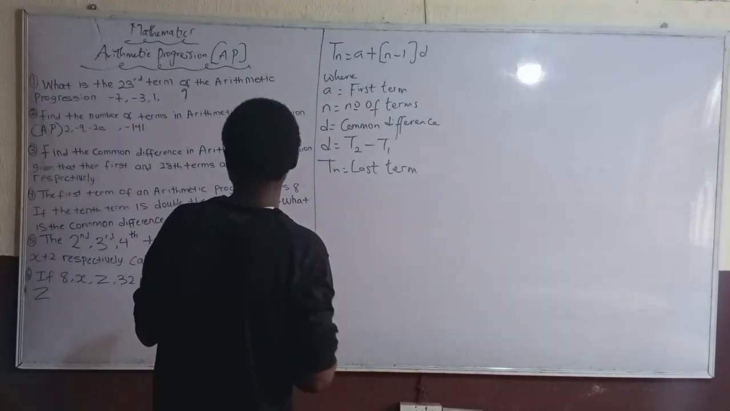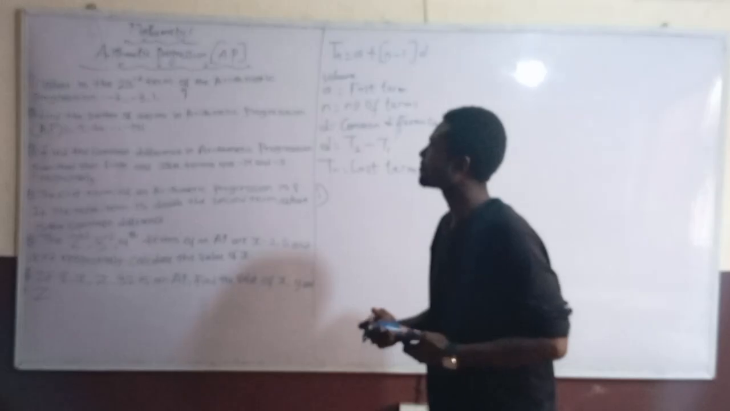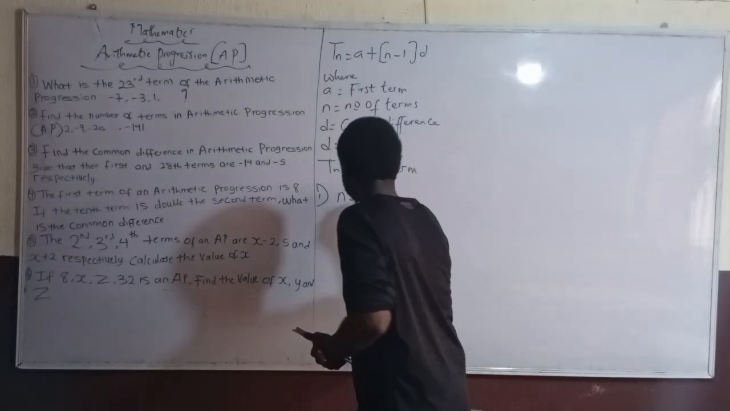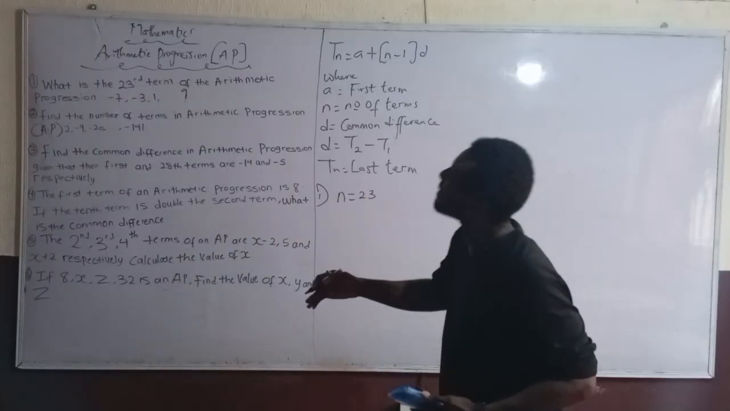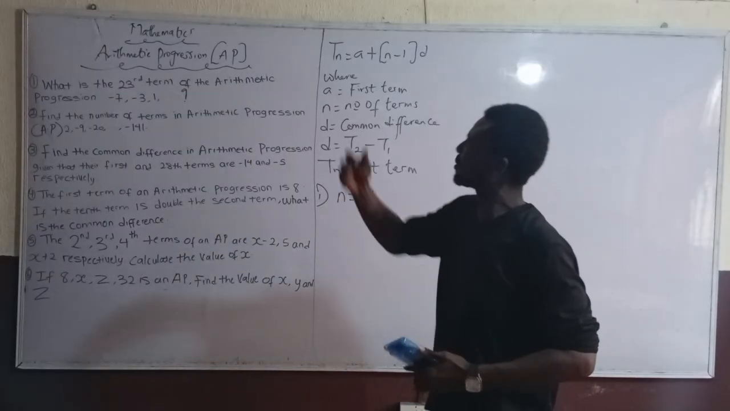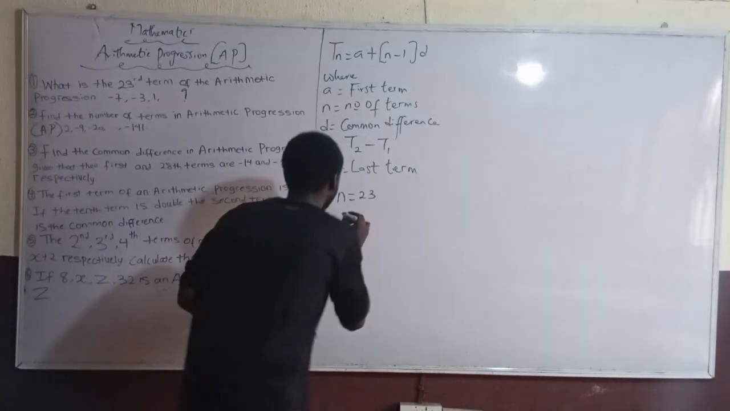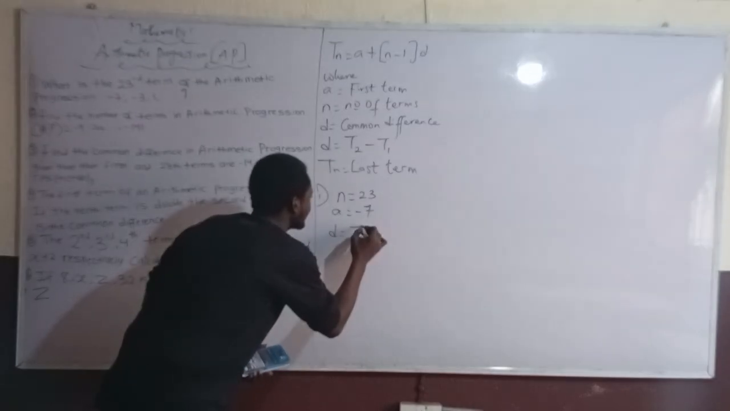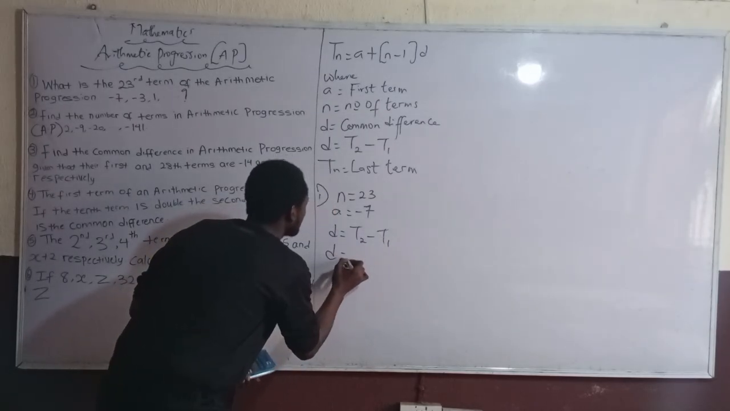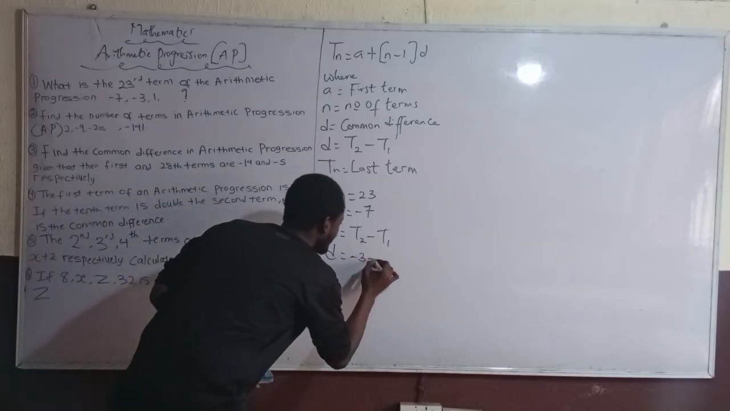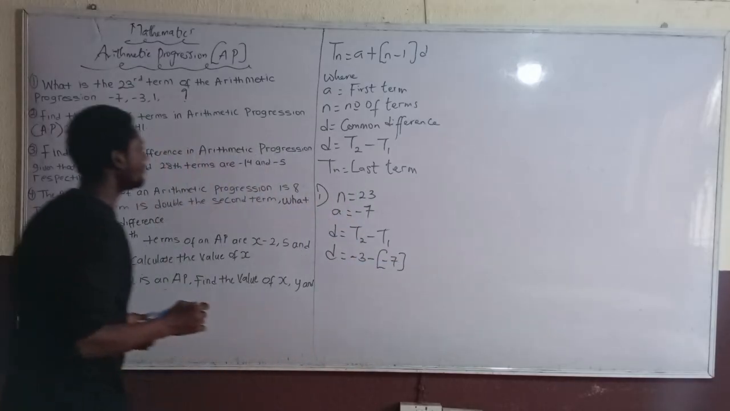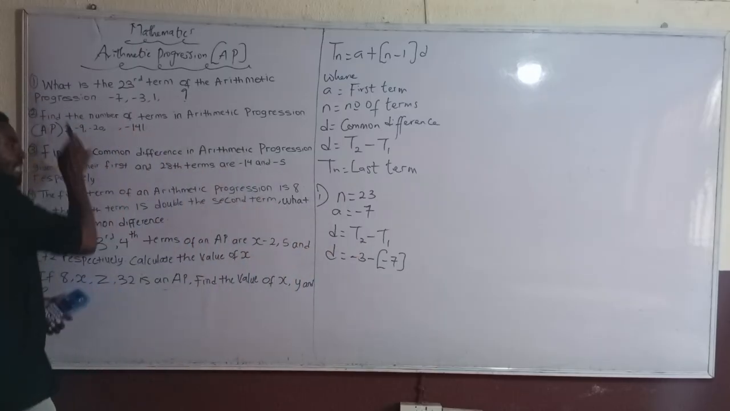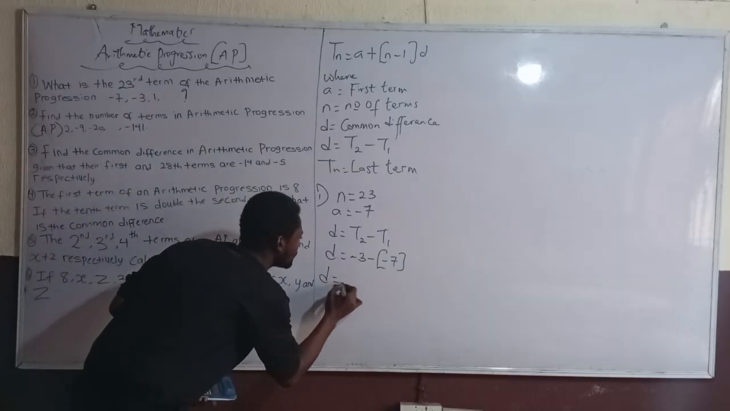So very quickly we move to our number 1. They said, what is the 23rd term? That means n is what? 23. Of the arithmetic progression minus 7, minus 3, and 1. So my first term A is minus 7. Common difference is d. That is the second term minus the first term, which is what? Minus 3 minus 7. This is the second term, minus 3. Then minus what? Minus 7, the first term. So my common difference is minus 3 minus minus 7.